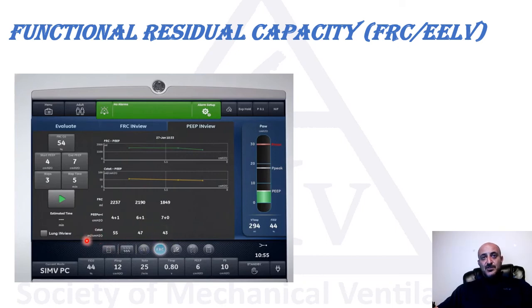So you can make the decision based on what's the best FRC and what's the best compliance at the same time, and that's a PEEP that you should go with. Of course, if the FRC went up, increased, but the compliance went down, it means that you overdistended the alveoli. Versus if both went down, it means that you're collapsing the alveoli. And if both went up, it means that you're recruiting the alveoli. Again, it's not on every ventilator, but might be a very beneficial technique too.